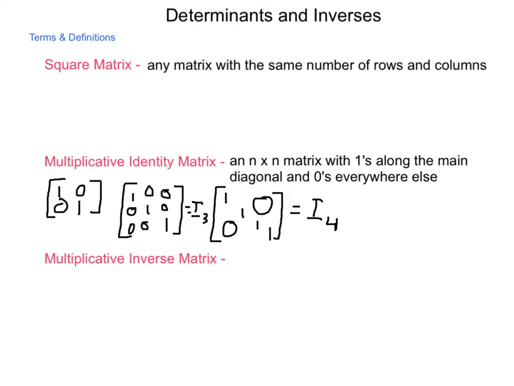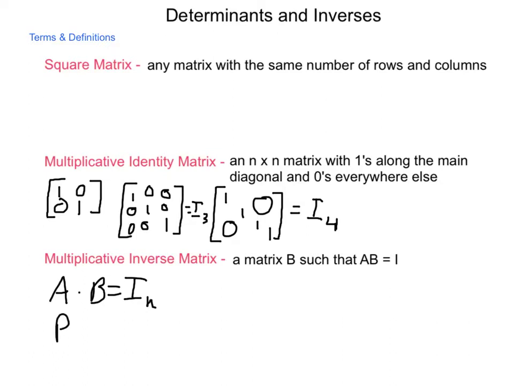Last is the multiplicative inverse matrix. This is a matrix B such that A times B equals I. So if I can take two matrices and multiply them together and come up with the identity matrix, then one is an inverse of the other. If A times B equals I sub n, then B is the inverse, and we write that as A to the inverse.